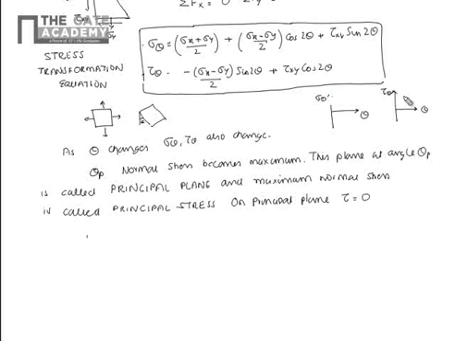We can also find that tan 2 theta p, where theta p is the principal plane, is given by 2 tau xy by sigma x minus sigma y. This is the angle of the principal plane with the y-axis. If we substitute this value of angle theta in the equation for cos 2 theta and sin 2 theta, we get the value of sigma theta.